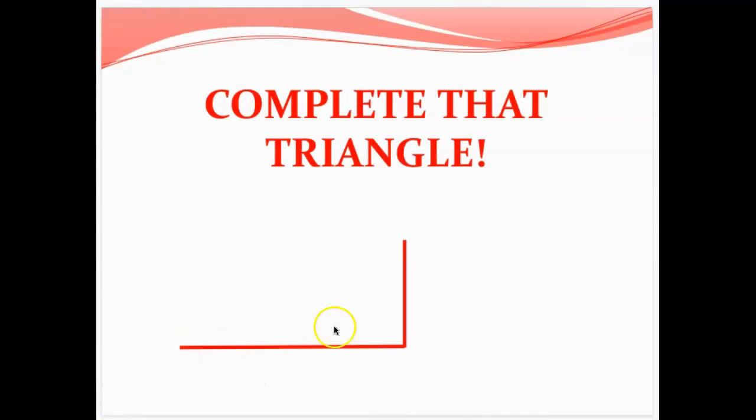Next one. These are the 2 sides I'm starting with. Complete that triangle. So pause, think about how many sides a triangle has, and complete it. I completed mine by adding a 3rd side, so now I have 3 sides and 3 angles.